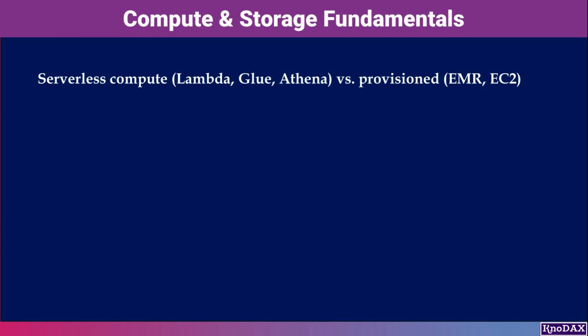Serverless services automatically scale and remove operational overhead, while provisioned systems give you more control for large, long-running workloads. Storage also plays a major role. AWS S3 offers multiple performance and cost tiers: hot, warm, cold, and archival, allowing you to optimize how frequently data is accessed and how much you spend to store it.